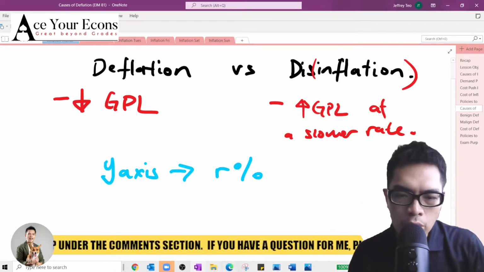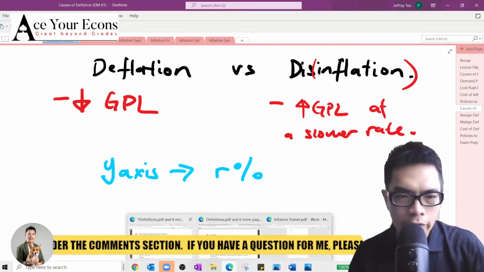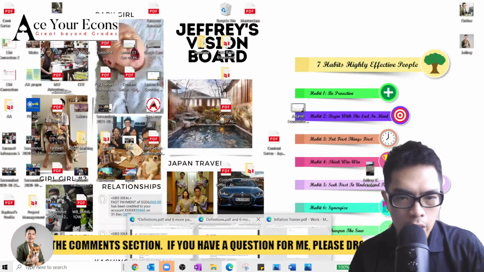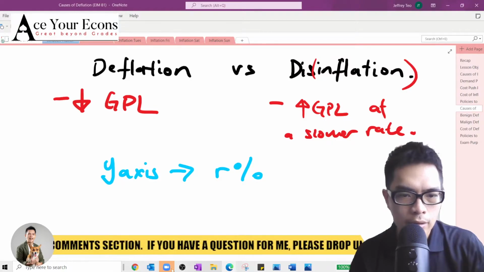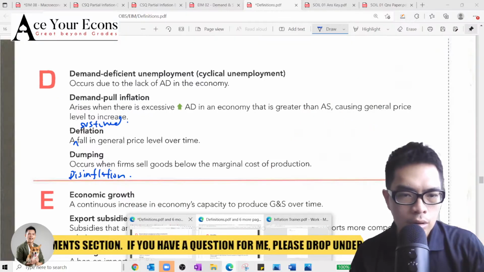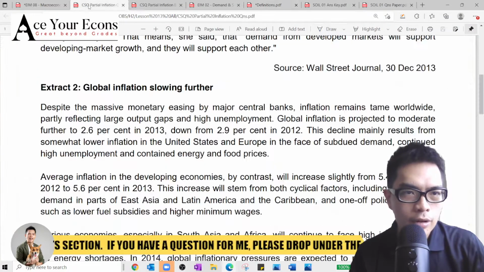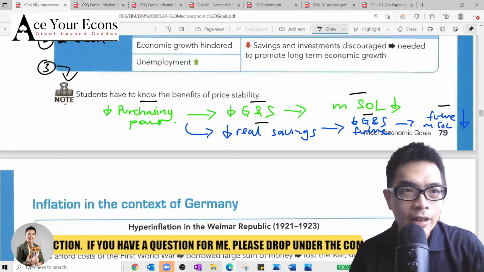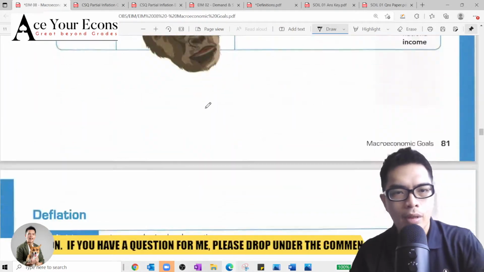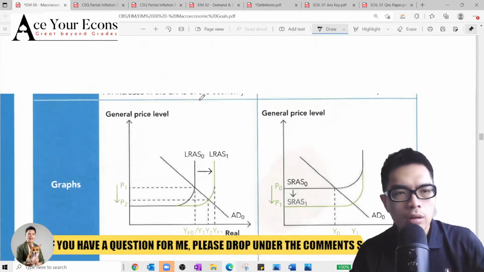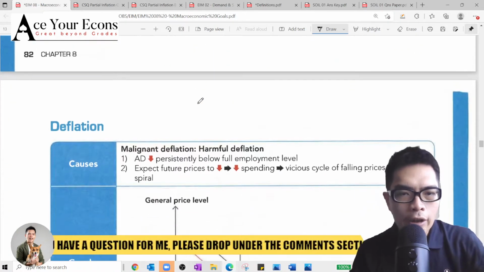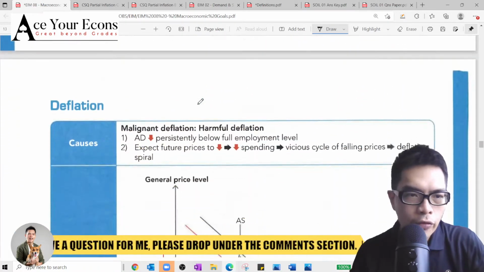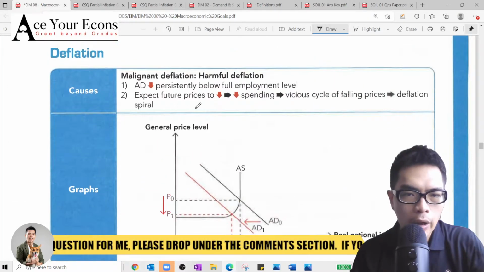So I'm going to talk about the causes of deflation. Sorry, I have too many things on my screen. Right, okay, so here. For deflation, I want you guys to focus on page 82 and 83.